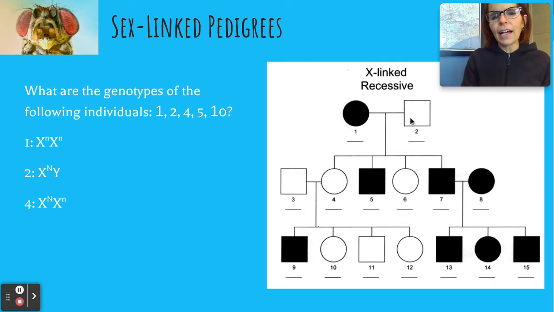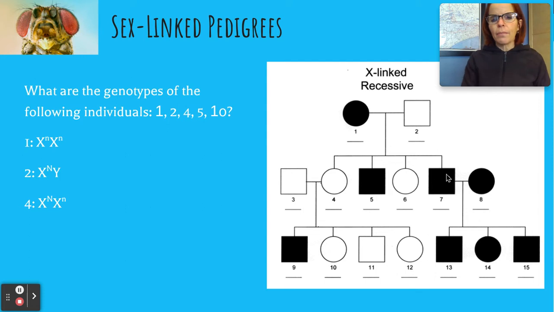Now, just as an aside, notice number 1's sons. She has 2 sons. They both have this trait. That's because dad didn't pass this trait to them. Dad passed his Y chromosome that doesn't have this trait on it. It was mom who passed that trait on to her sons. So that's why they have this trait.